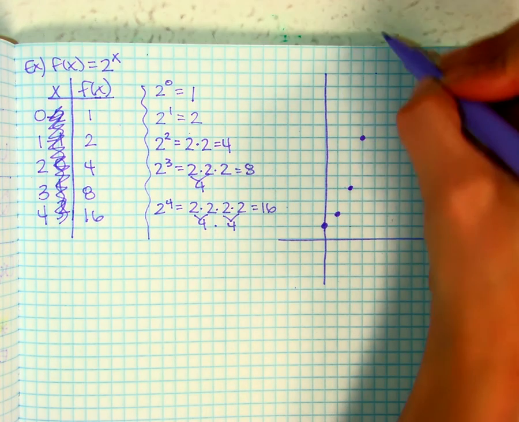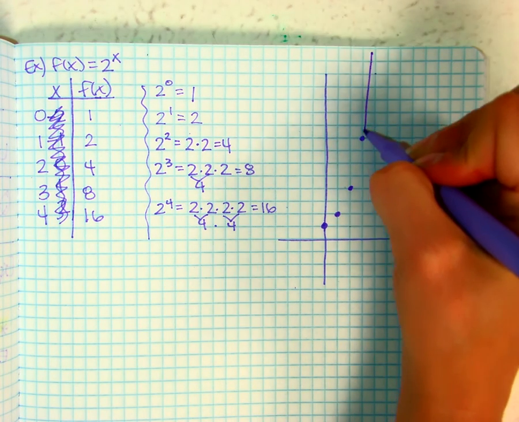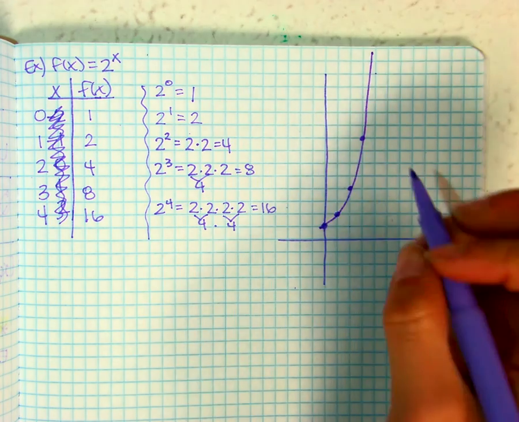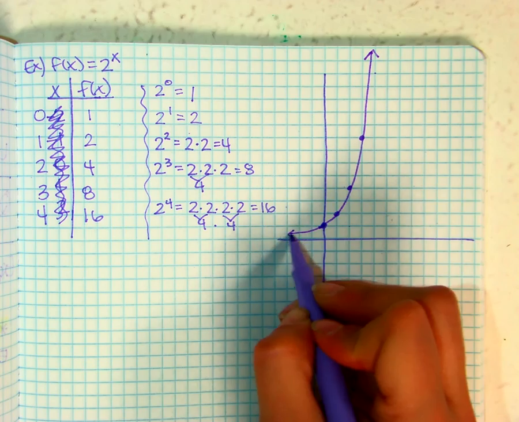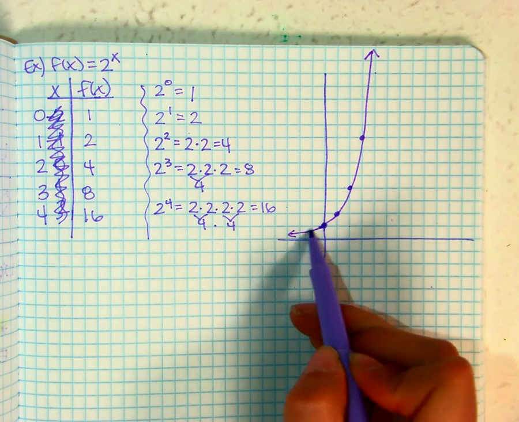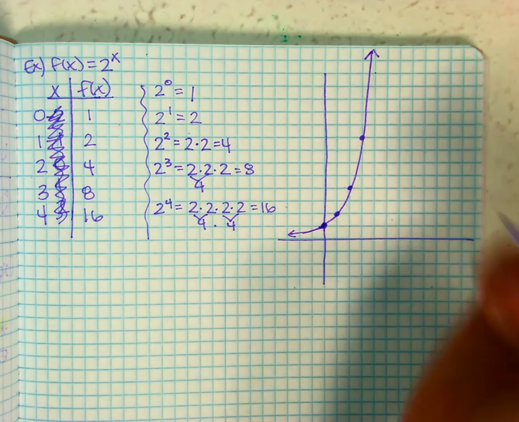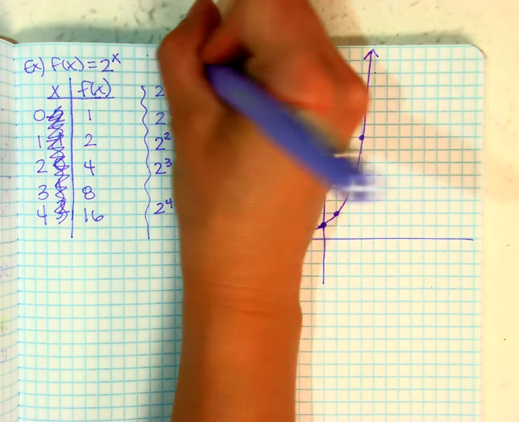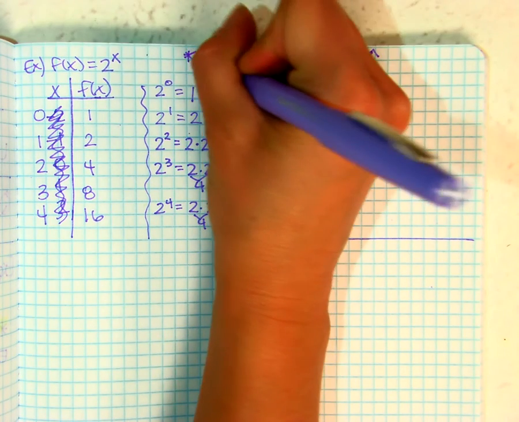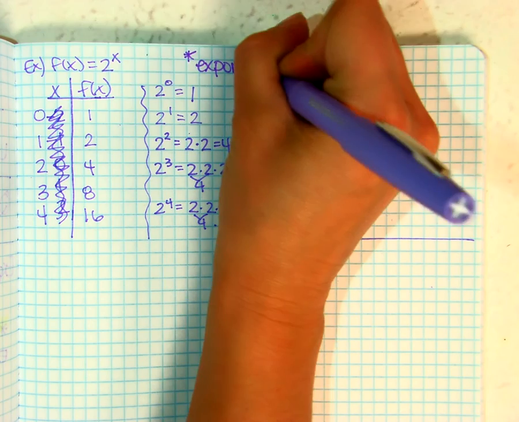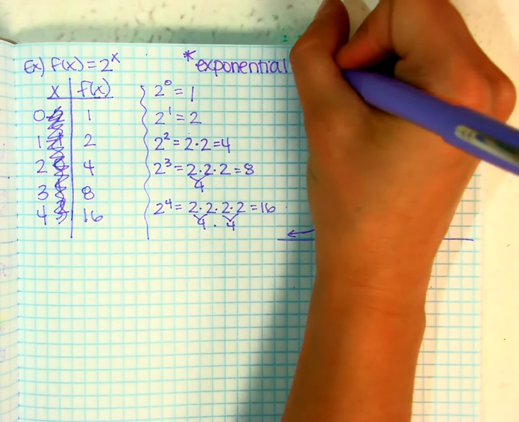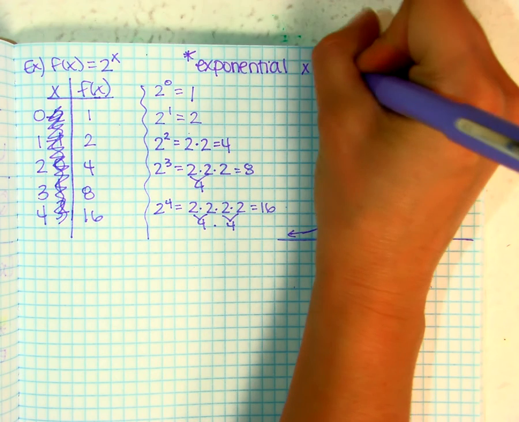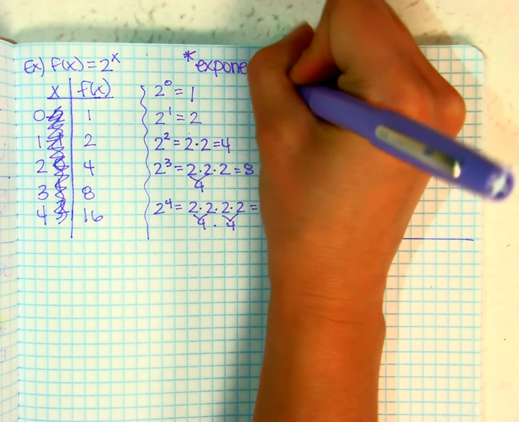So it would be way up here. My line is going to be very steep, and it's going to keep going up. This is our exponential, and we know it is exponential because it has an x as an exponent. So x is the exponent.